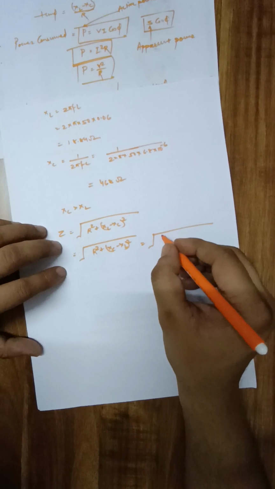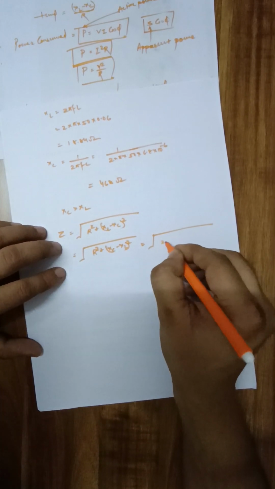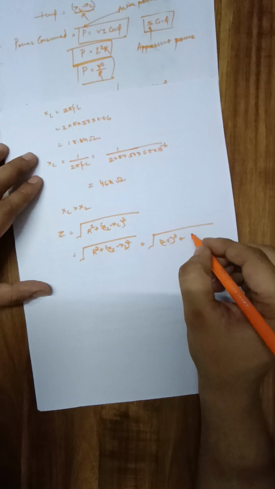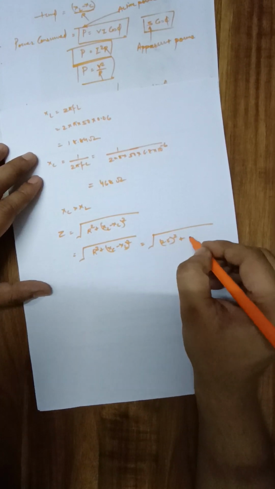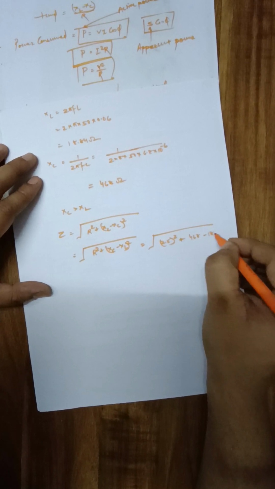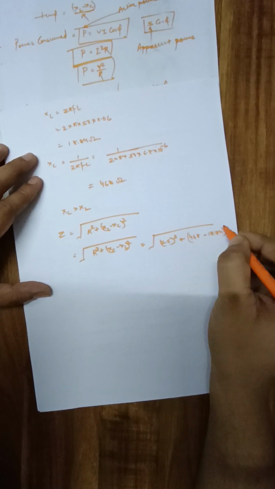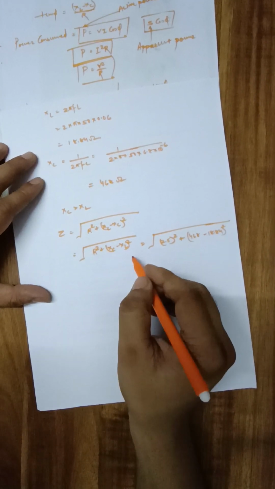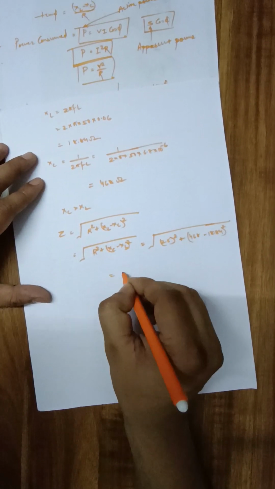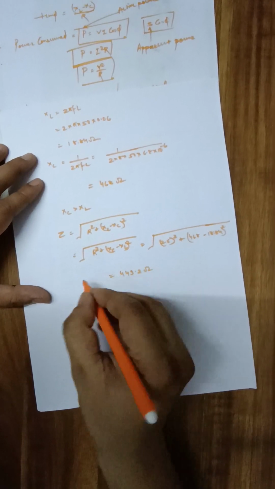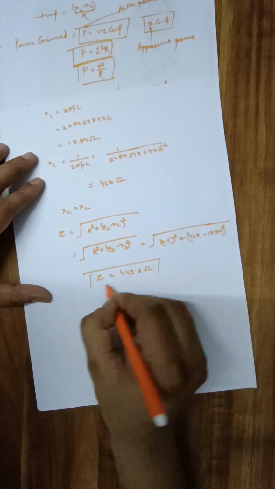What is the value of R? R is 2.5 ohm. 2.5 square plus what is XL? Sorry, XC. 468 minus 18.84 will be in square. So on solving, we will get 449.2 ohm. This will be your Z impedance.